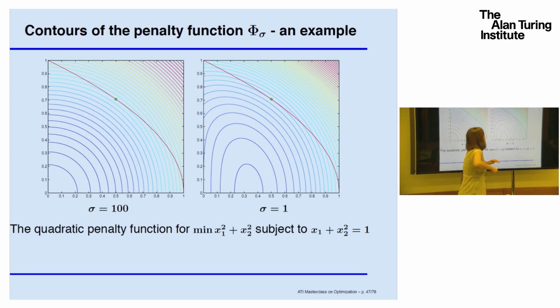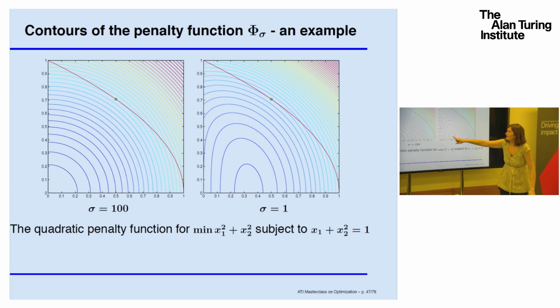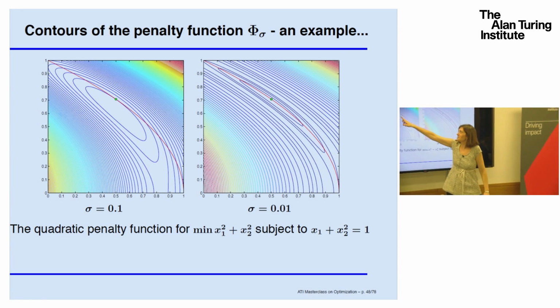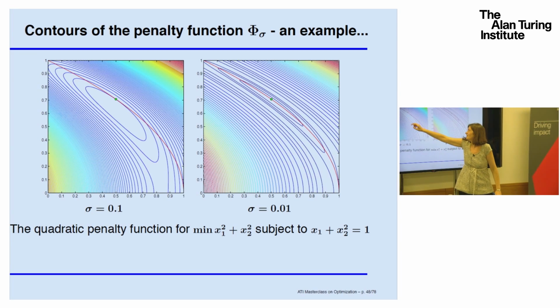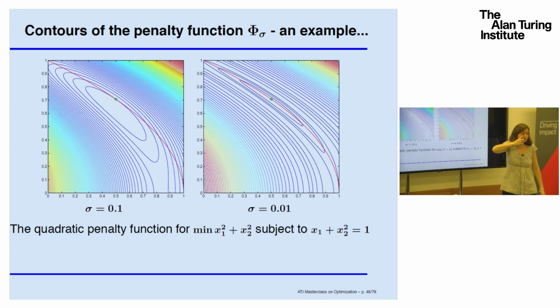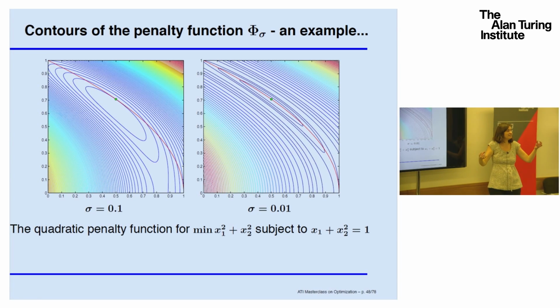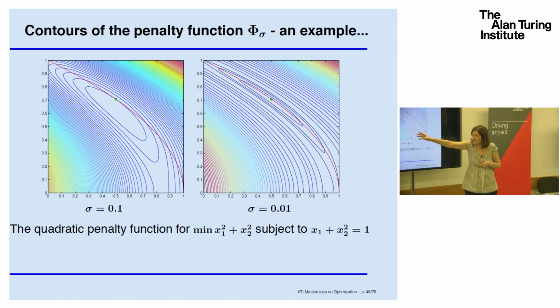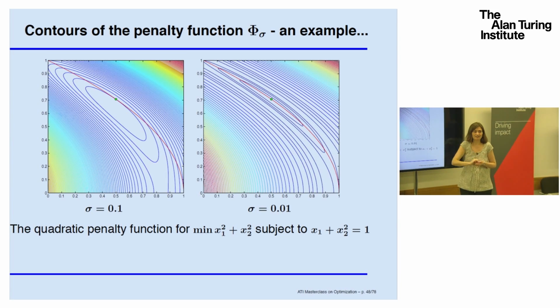I shrink sigma. This is my new phi. The contours start to elongate. This is my global minimizer of phi. I shrink sigma again. This is my global minimizer of my phi. I shrink it more. The contours of my unconstrained function start taking the shape of my constraint. And because of the way phi is constructed, the stationary points correspond to KKT points, so I will get that property.